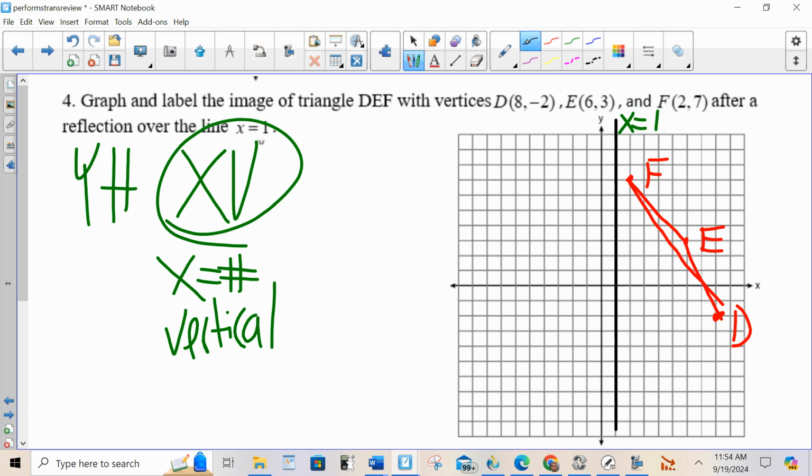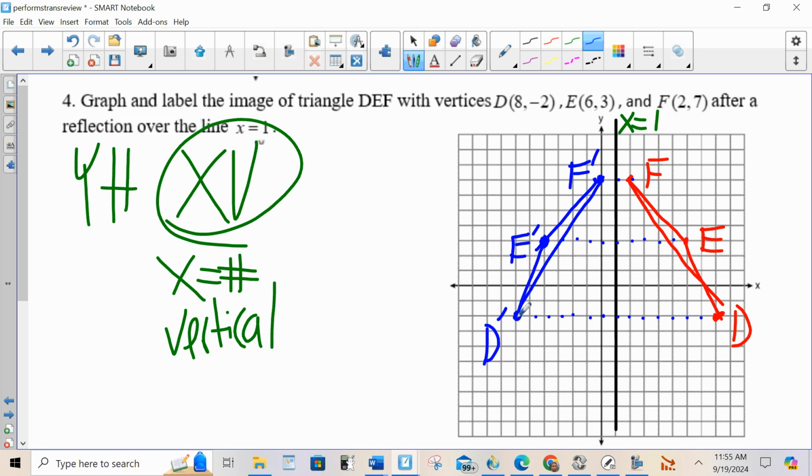And if I want to reflect over that line, I count to the line I'm reflecting over. So to get from F to that line, I'm going left 1, so go left 1 more. That's F prime. For E, 1, 2, 3, 4, 5, then 1, 2, 3, 4, 5. I'm not counting to the axis, I'm counting to the line x equals 1. For D, 1, 2, 3, 4, 5, 6, 7, then 1, 2, 3, 4, 5, 6, 7. There's my new picture. It looks good.